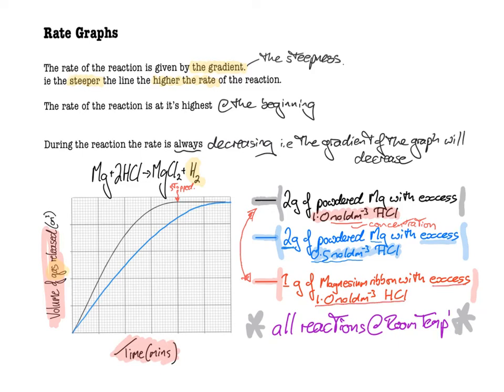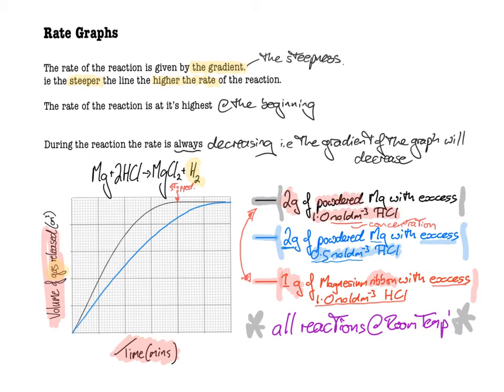Excess 1 mole per dm cubed HCl. So I'm using the same amount of HCl at the same concentration. So I haven't messed around with the concentration at all. What have I messed around with? Well, I'm using 1 gram of magnesium instead of 2 grams. I'm using magnesium ribbon instead of magnesium powder.